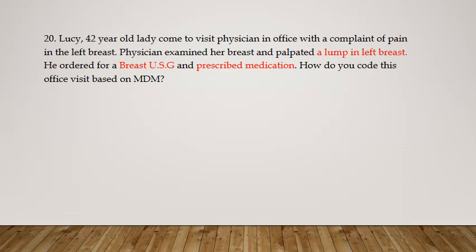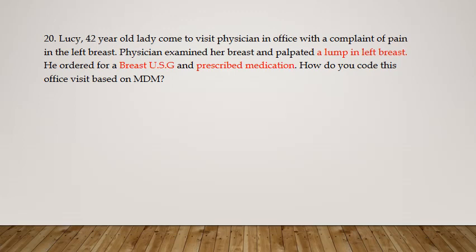Lump in left breast comes under which category? It comes under undiagnosed new problem with uncertain prognosis. There is one category like that. Go to your MDM table, take the problem table side and identify which section it comes under. Undiagnosed new problem with uncertain prognosis comes under moderate. So in the problem table, you will get moderate.